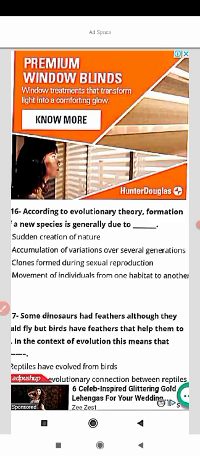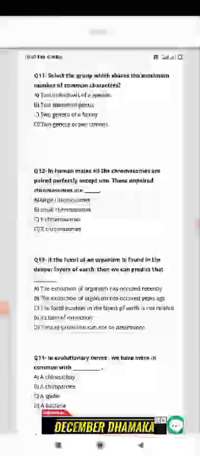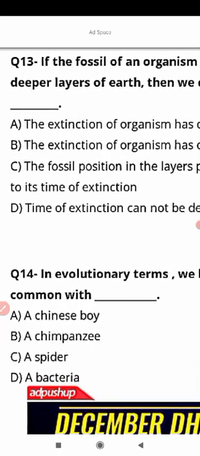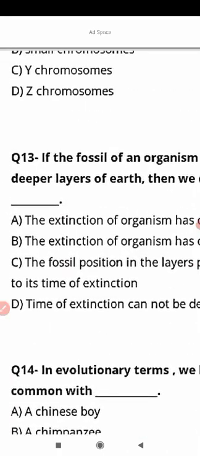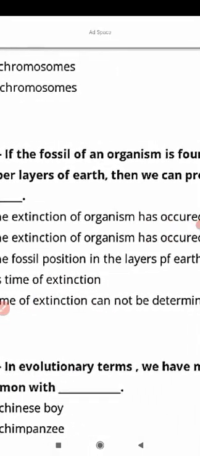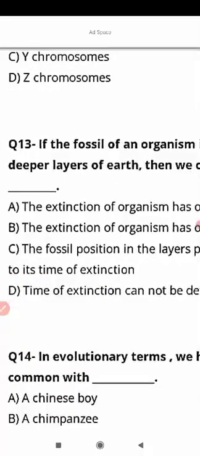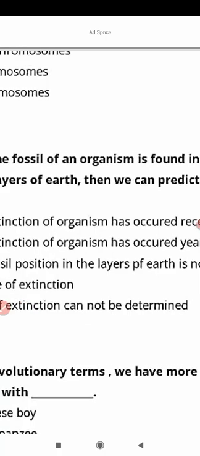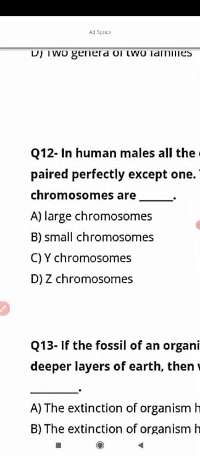So once again repeating it, 16 is done, then this one, 14, the evolutionary term, that is the chimpanzee. 13, the fossil of an organism is found in the deeper layer of the earth, then we can predict that the extinction of organism has occurred years ago. Come to next.